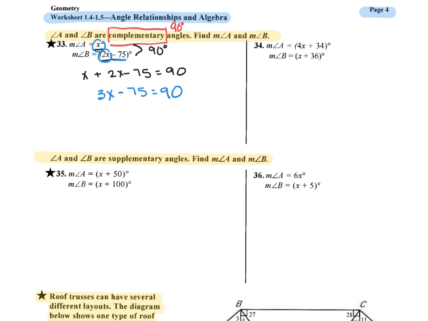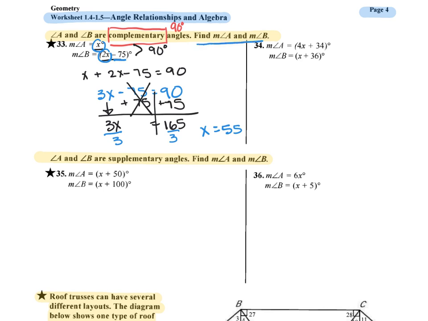To solve this equation, I'm going to add 75 to both sides, bring down the 3x, and I have 165 on the right. Then I will divide both sides by 3, and I get x to equal 55.